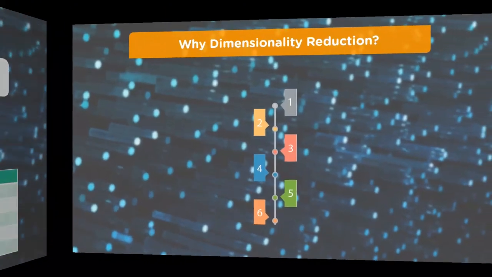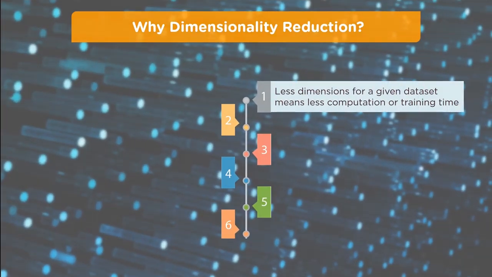Why dimensionality reduction? Well, number one, fewer dimensions for a given data set means less computation or training time. That can be really important if you're trying a number of different models and you're rerunning them over and over again. And even if you have 7 gigabytes of data, that can start taking days to go through all those different models. So this is huge. This is probably the hugest part as far as reducing our data set.